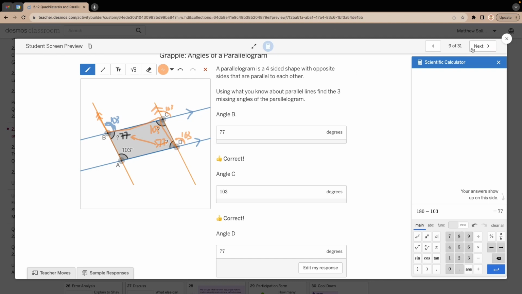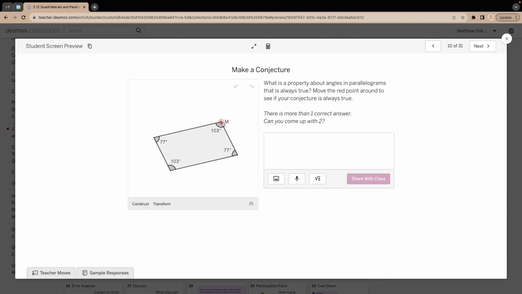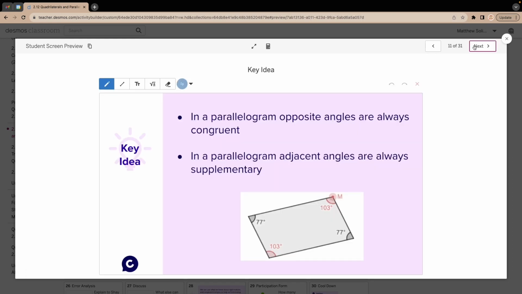So that happened in this one. Let's see if it works every time. So 103 and 77, yep, that just worked. Okay, 115, 115, 65, 65. Angles across are equal. 65 plus 115 is 180, so that works. I could change it up. Let's make it easy. 110, 110, 70, 70. Those add up to 180. The ones across are equal. So that always works every time when we have a parallelogram.